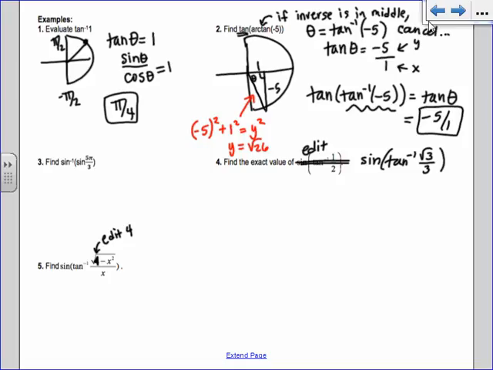Okay, so when I say inverse is in the middle, I mean that you have tangent and arctan. They need to be identical trig functions. They can't be like sine and arc cosine, right? You can't do that. They have to be the same. So this one is not the inverse in the middle. So we cannot do that canceling.